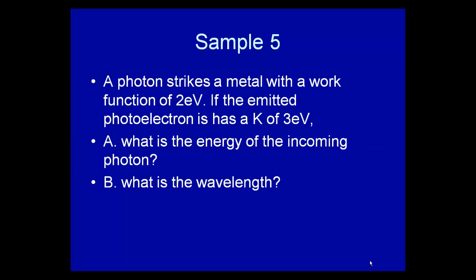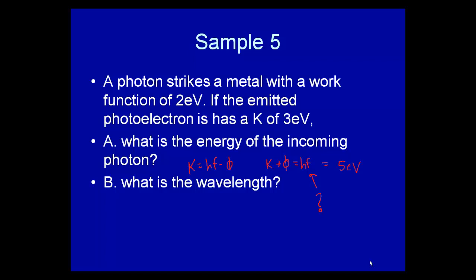So a photon strikes a metal with a work function of 2 electron volts. If the emitted photoelectron has a kinetic energy of 3 electron volts, what is the energy of the incoming photon? Well, K is equal to hf minus the work function. The incoming photon is hf. So hf is equal to K plus the work function. So in this case, it's 5 electron volts.